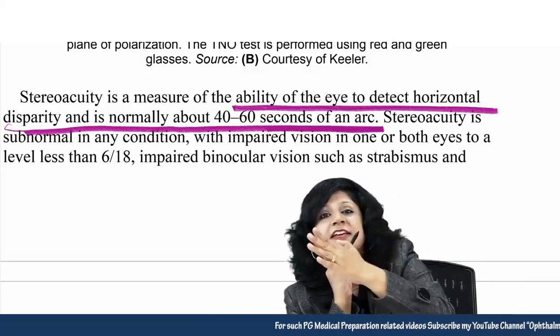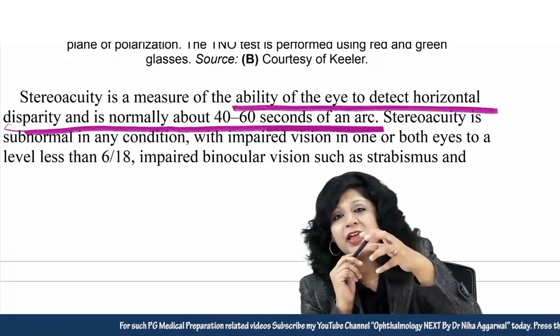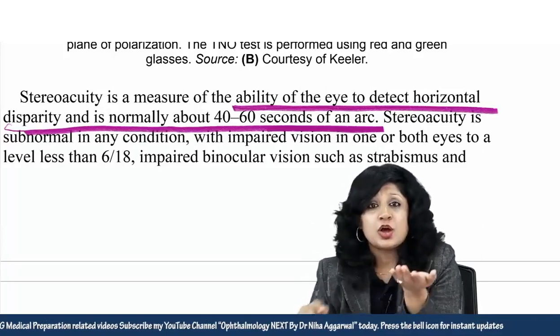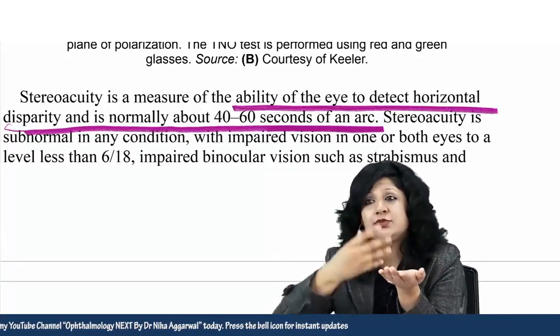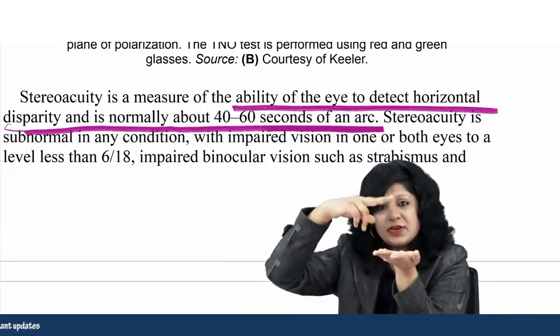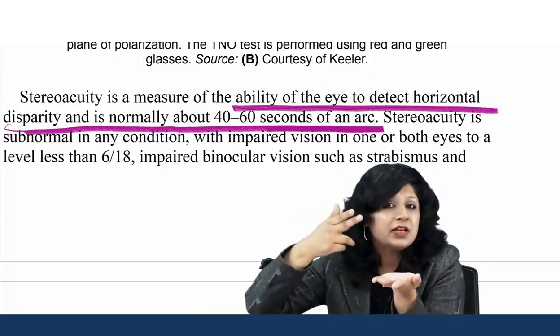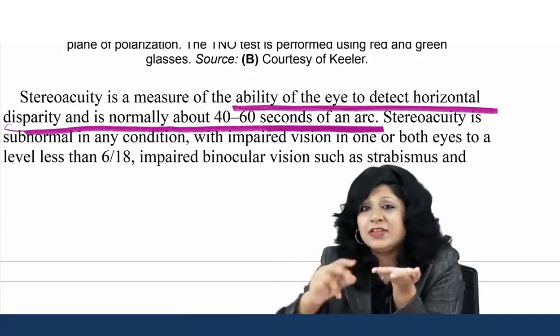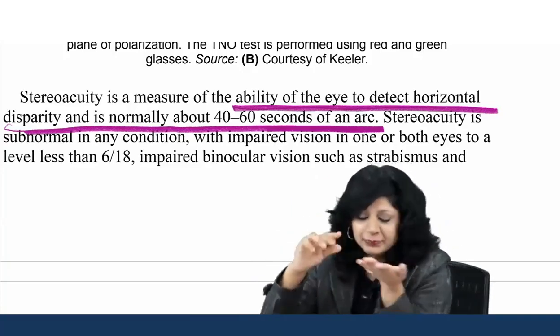Like on the right side of the Titmus fly test, you put the housefly and you ask the person to hold the wings. Obviously, if the person has stereopsis, he will hold the wings above the chart, because he has that 3D perception. But if he does not have it, then he will be holding the chart only. So that is the difference.